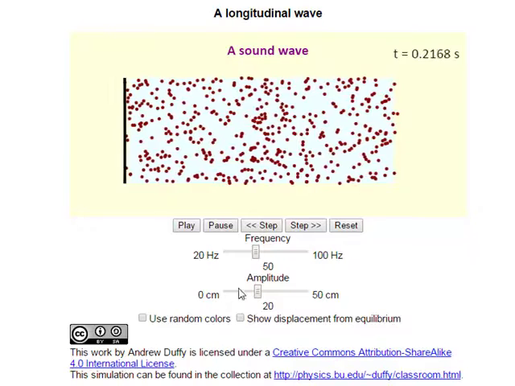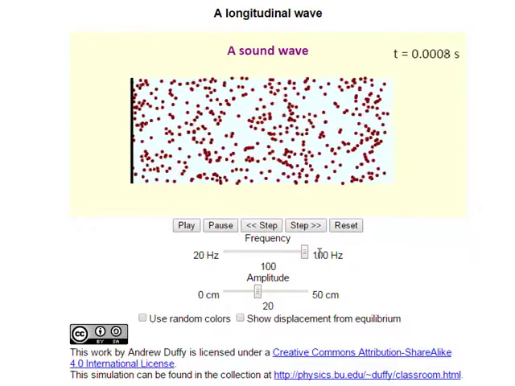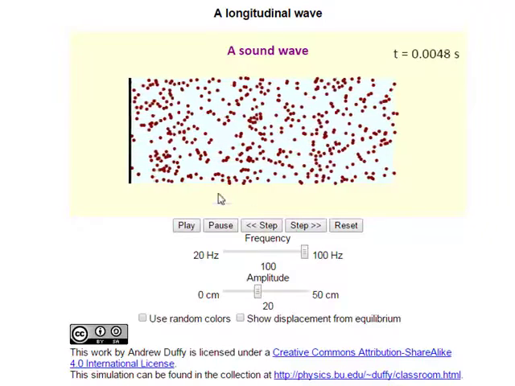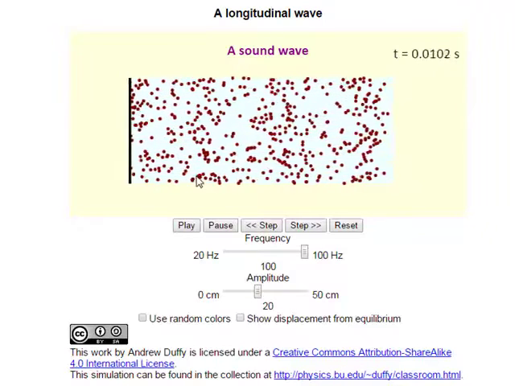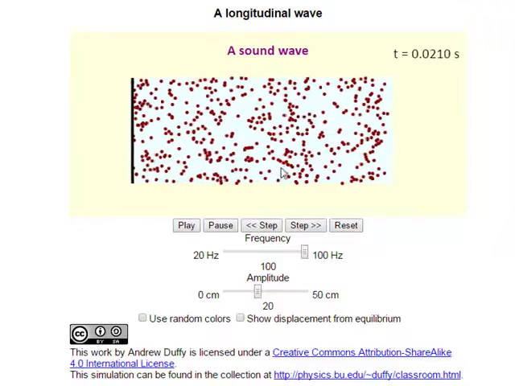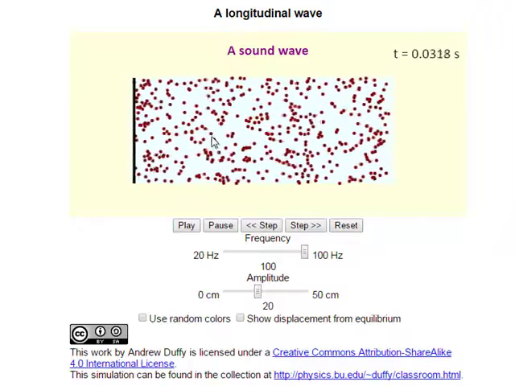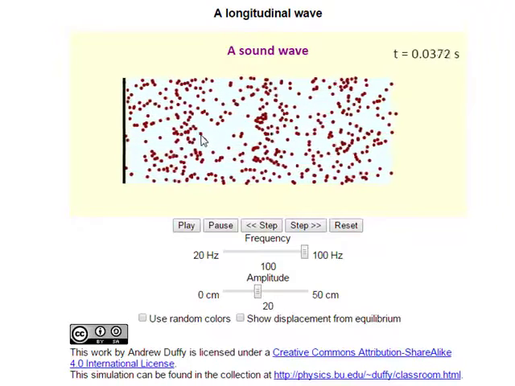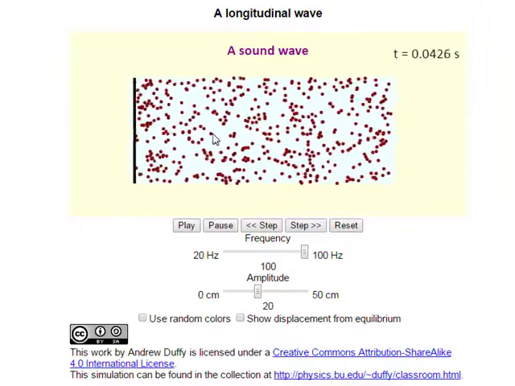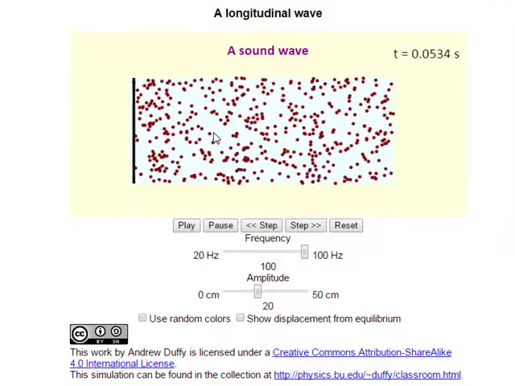I'm going to increase the frequency and increase the amplitude, just to make it a little bit easier to see. Now you can start seeing the wave passing through from left to right a little more easily. But if we follow the motion of any one particular dot, I'll pick this one here, it moves a little bit to the left, to the right, and back to the left, and back to the right.